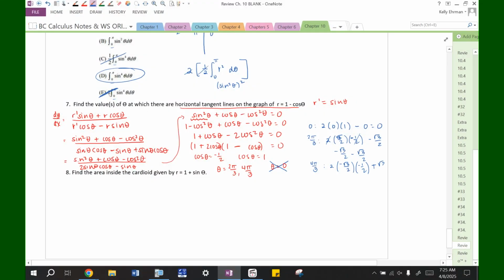minus negative radical 3 over 2. So this is going to work out to be radical 3 over 2 plus radical 3 over 2. So that's okay as well. So these are the two values of theta.